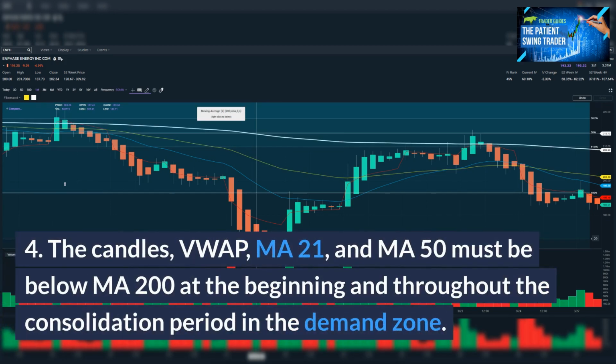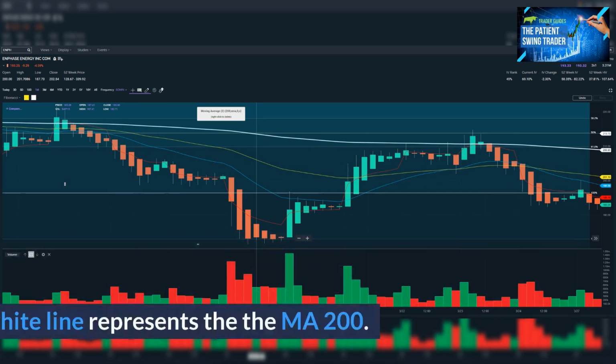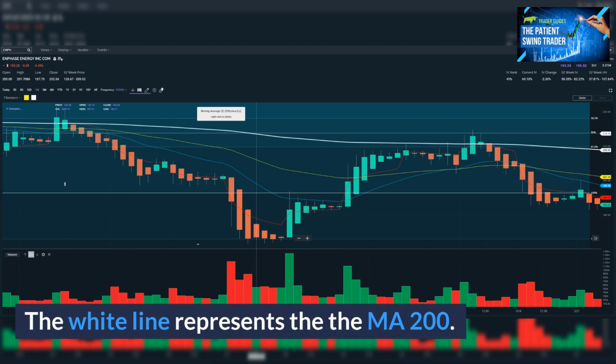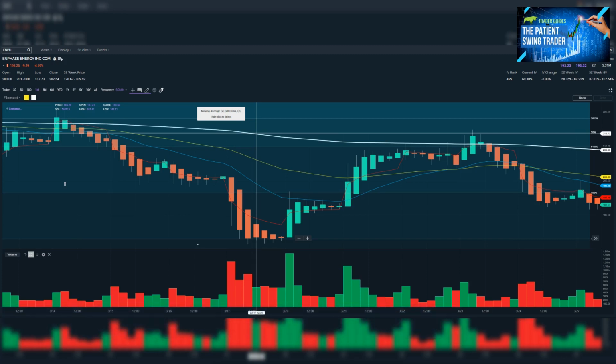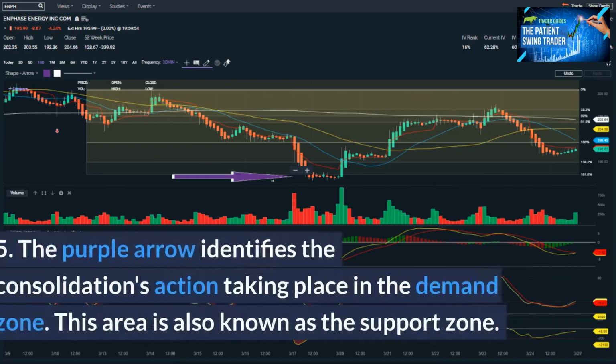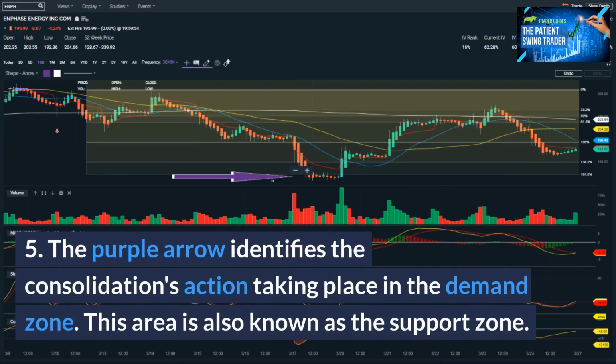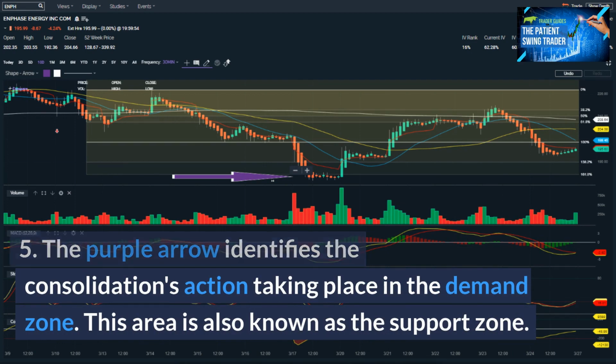4. The candles, VWAP, MA21, and MA50 must be below MA200 at the beginning and throughout the consolidation period in the demand zone. The white line represents the MA200. 5. The purple arrow identifies the consolidation action taking place in the demand zone. This area is also known as the support zone.